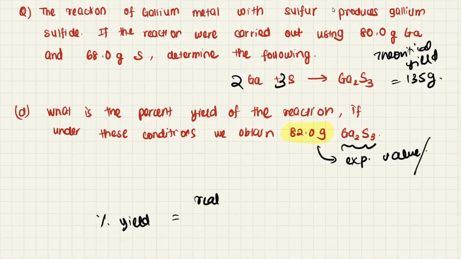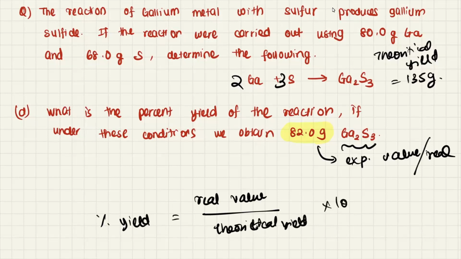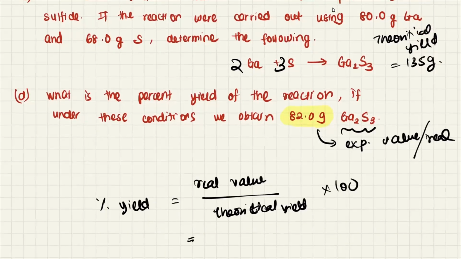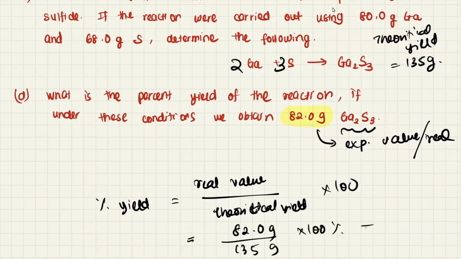So our percent yield is going to be equal to the real value or experimental value, the real yield, divided by the theoretical yield, times 100. So here we have the real value as 82.0 divided by 135 gram, times 100%. So doing 82 divided by 135 times 100, we get 60.7% if we are doing 3 sig figs. 60.7%, which is the percent yield.